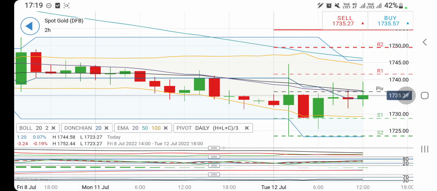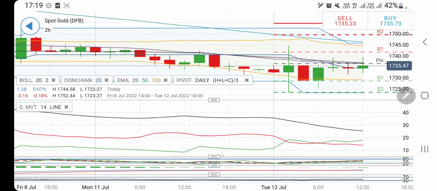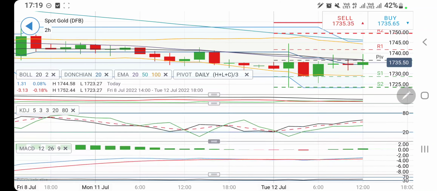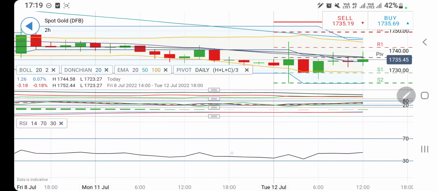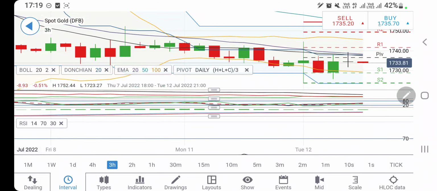Be watchful here. It is trying to give you a breakout. Directional movement is bullish. Stochastic is at comfortable levels. It is looking upwards. The MACD has crossed over. It is divergent and bullish. And also if you look at the RSI, it is trading flat on the 2-hour chart.